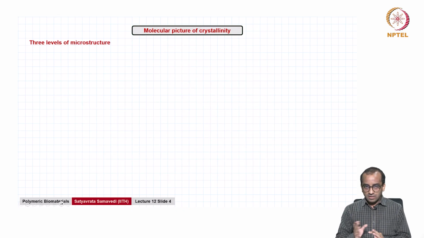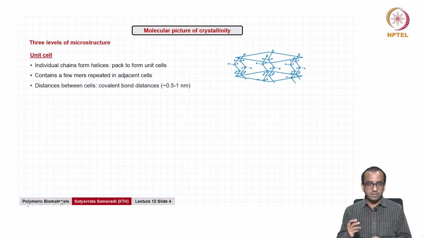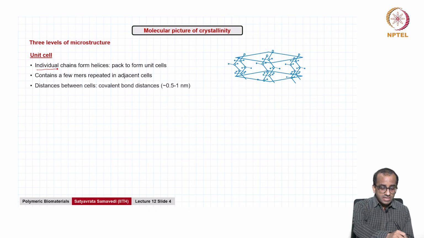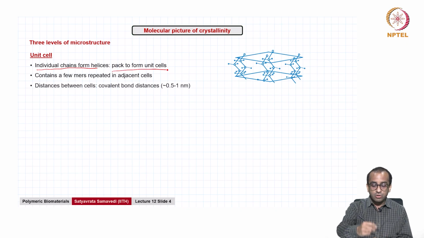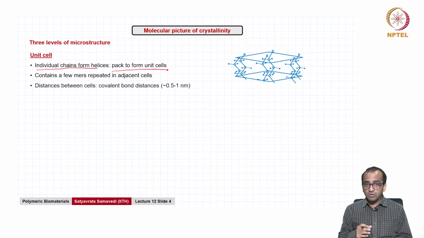So, having looked at a broad idea of what crystalline and amorphous states are, we will now start to look at a molecular picture of crystallinity by looking at it at 3 levels in terms of the microstructure. At the smallest level, we have already said that there is what is called a unit cell. One can think of a unit cell where the individual chains of polymers, which we have seen in previous lectures, can pack to form these ordered structures called unit cells, not too different from the unit cells that you might be familiar with from your understanding of other types of materials.